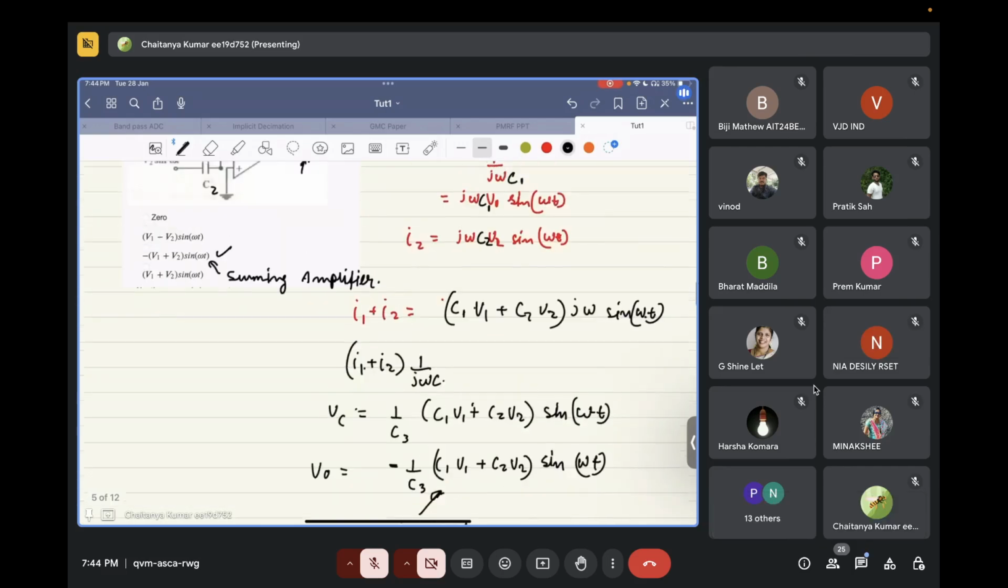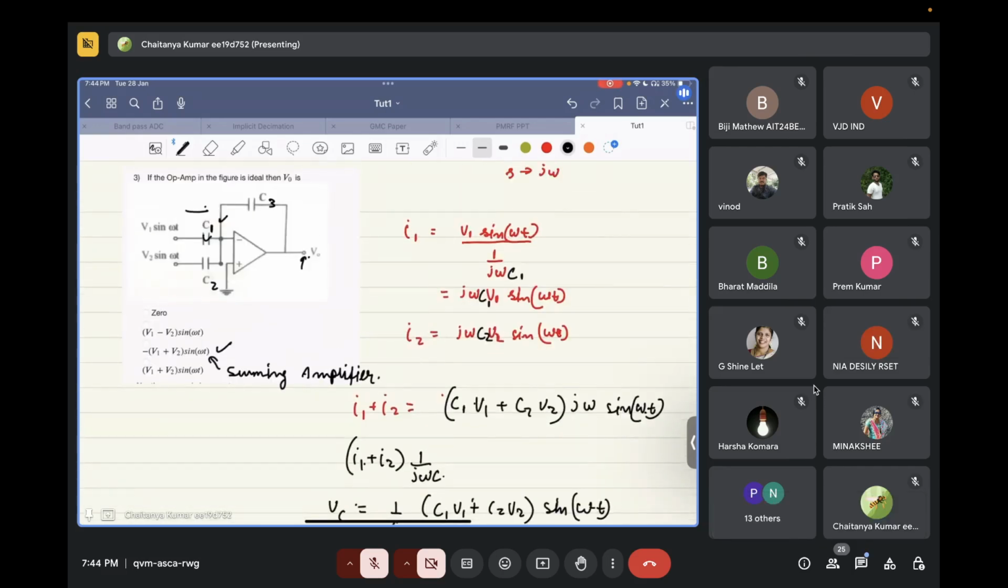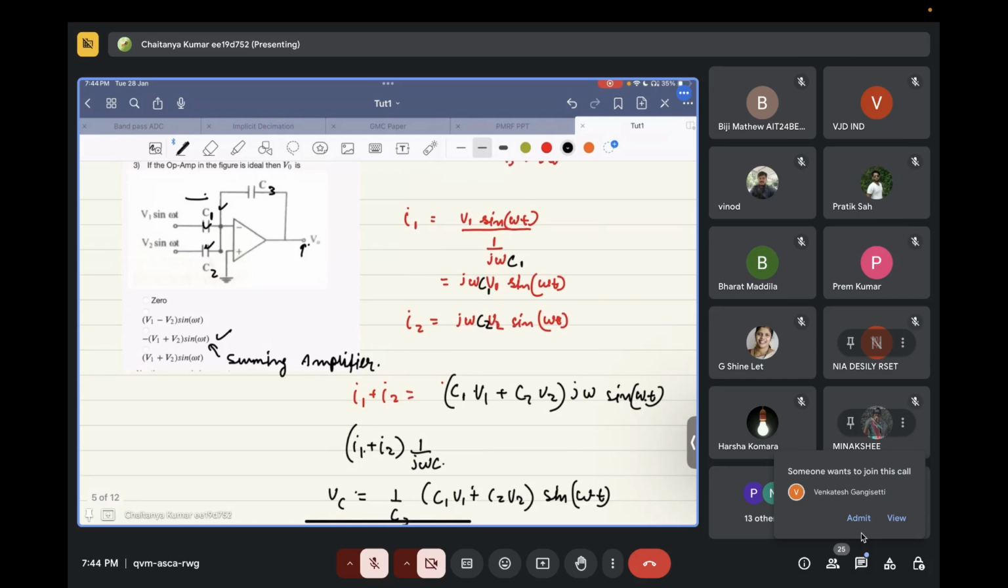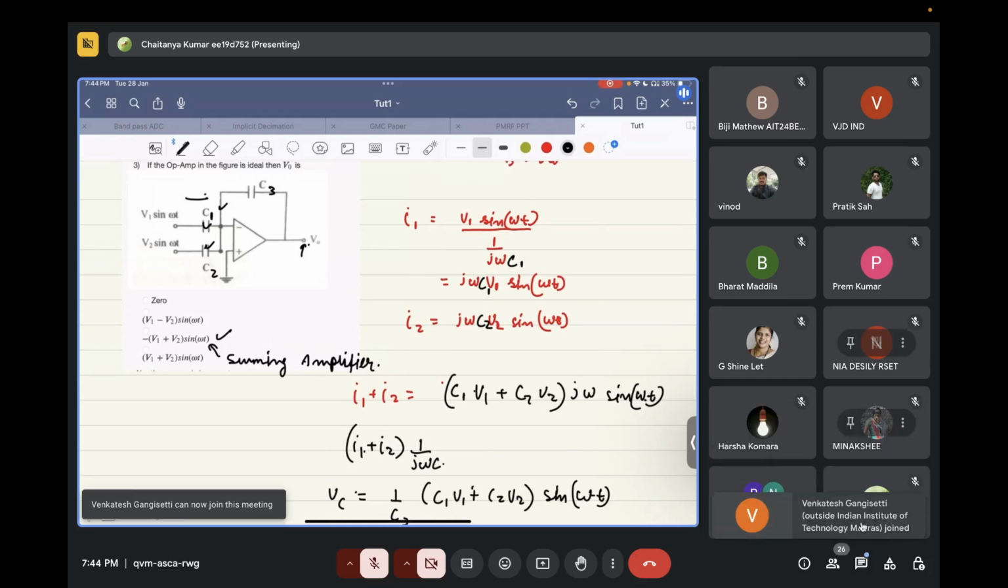So, if we simply change the values of the capacitors, we can have weighted summing instead of a regular summing amplifier. Is this clear?